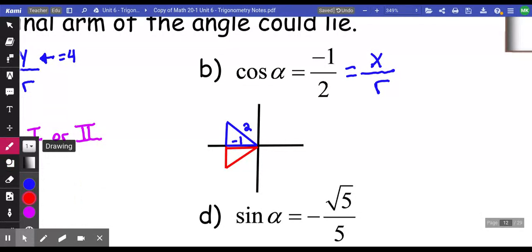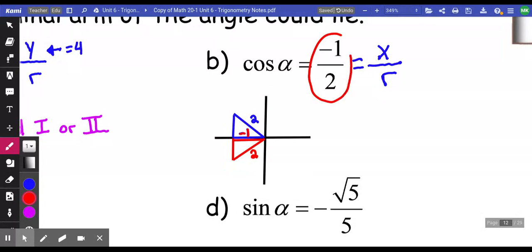The reason that triangle also works is because it has the same x value of -1, and now the r value is just going down like that. Both of those have the same ratio. They both have an x value of -1 and an r value of +2. Therefore, this ratio could be drawn in quadrant 2 or quadrant 3. And both answers are acceptable. Awesome.